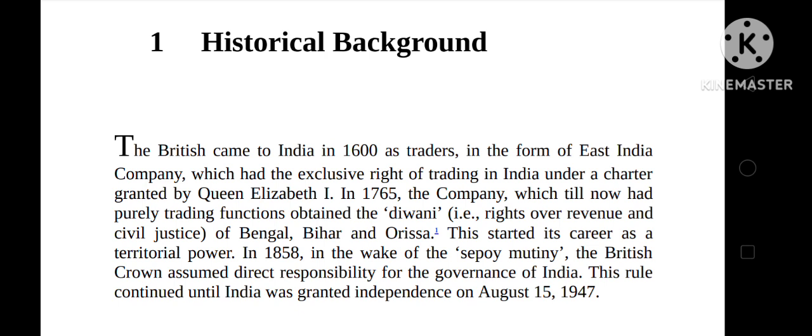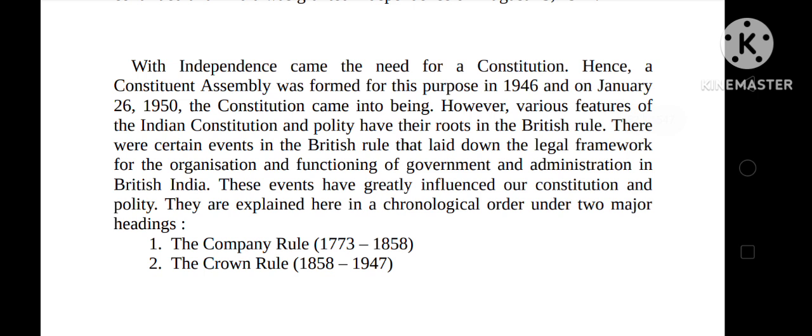In 1858, in the wake of the Sipahi Mutiny, the British Crown assumed direct responsibility for the governance of India. This rule continued until India was granted independence on August 15, 1947. With independence came the need for a constitution, hence a constituent assembly was formed for this purpose in 1946, and on January 26, 1950, the constitution came into being. However, various features of the Indian constitution and polity have their roots in the British rule.